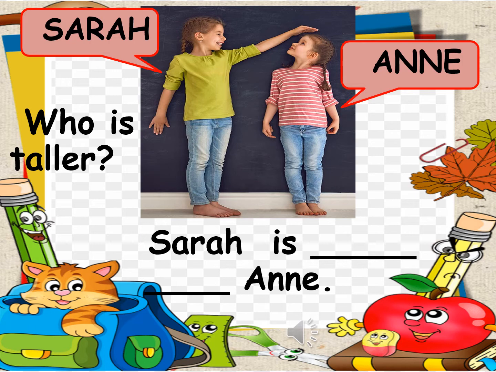Sarah is Anne. Sarah is Anne. So we're going to use taller than. Now, who is taller? Who is taller? You've got it! Sarah is taller than Anne.